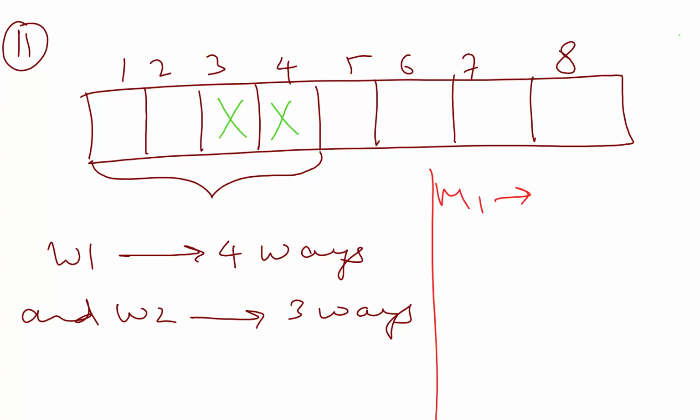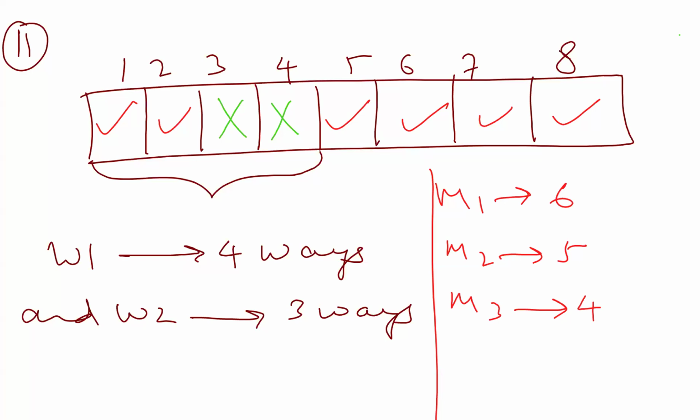So male 1 can be seated in 6 ways. Male 2 can be seated in 5 ways, and male 3 can be seated in 4 ways. There are only 3 men. For example, male 1 is sitting over here, so this place is occupied. He had 6 options, but then he went to the 8th seat. Now for male 2, there are only 5 options available.